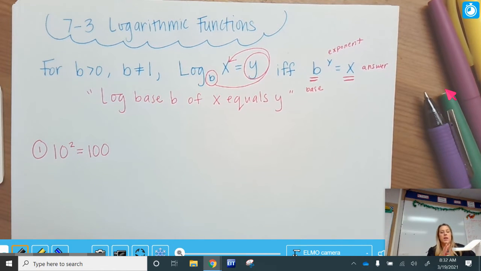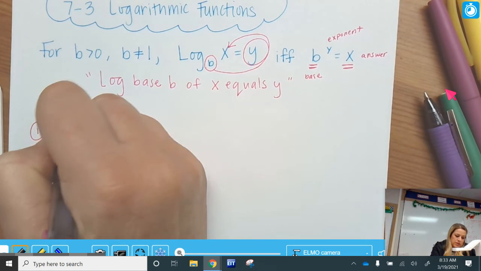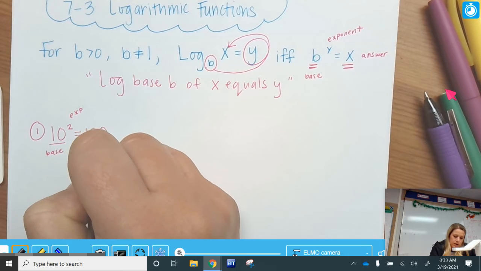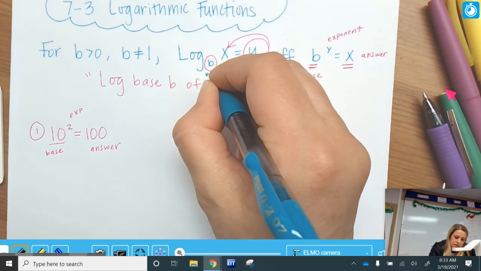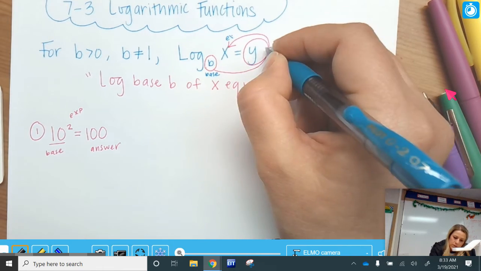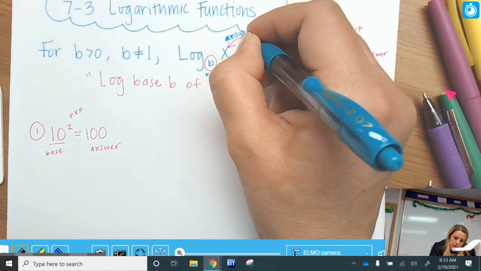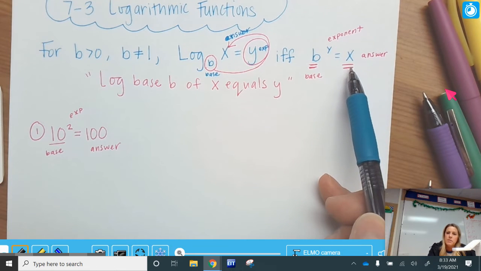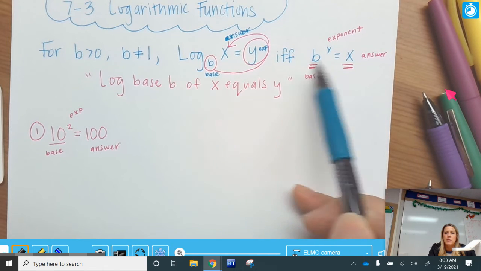I definitely think that log form going to exponent form is super easy, but going from exponent form to log form is a little bit trickier. So let's look at a problem here. What I like to do sometimes is label base, exponent, answer. My x here is my answer, my y is my exponent, my b is my base.